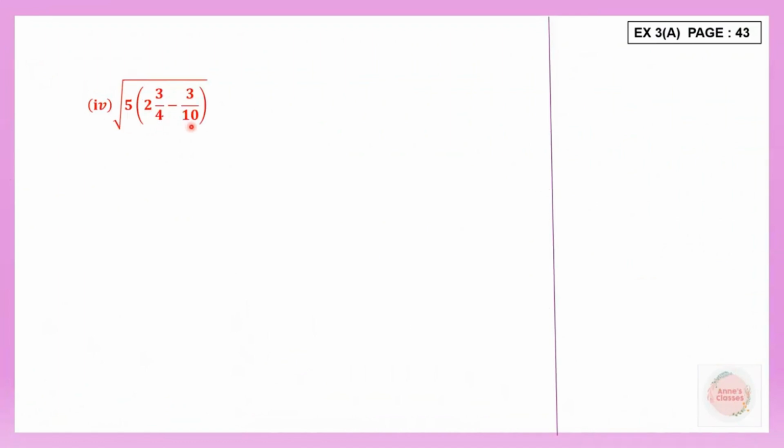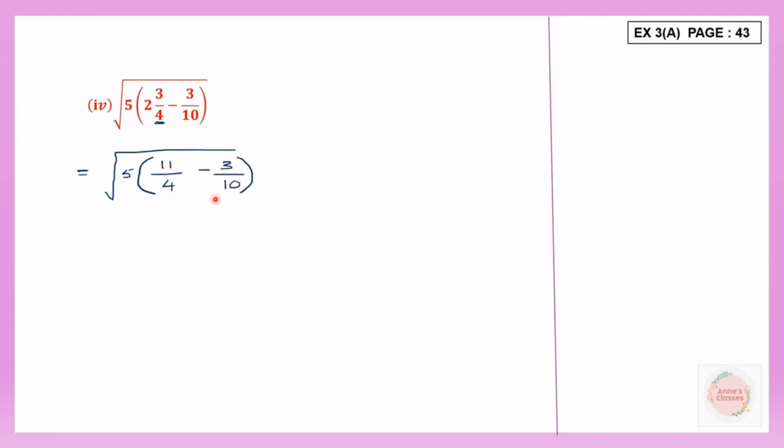So here again we have mixed numbers and fractions and subtraction. So first step, let's convert this. Here we have the square root sign. Continue to put the square root sign. So that is 5 into. Now here what do we have? Let's convert. 4 2s are 8. 8 plus 3 is 11. 11 by 4 minus 3 by 10.